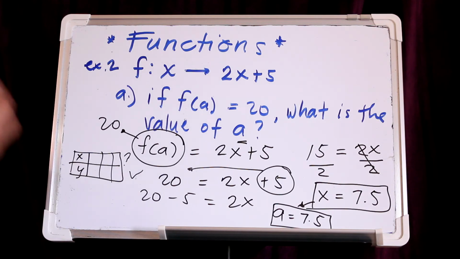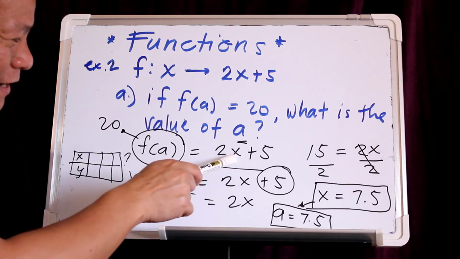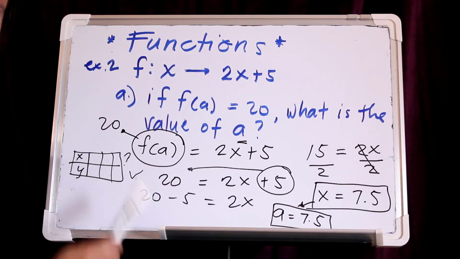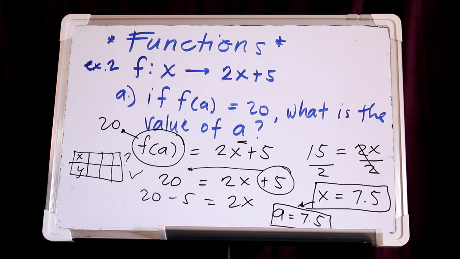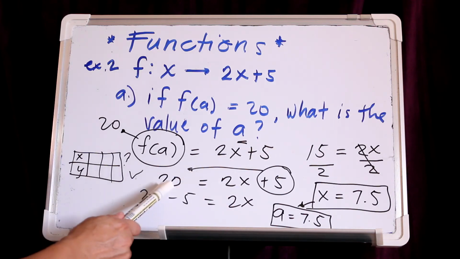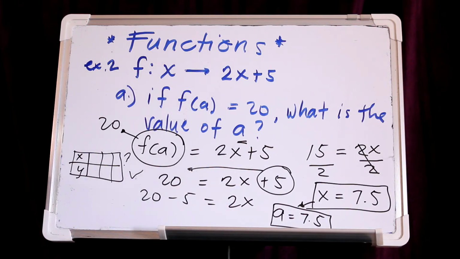Am I clear? So how to check if our answer is correct? So we substitute that there, and then we should find 20. So 7.5 times 2, that means 15. And then you add with 5, you will get 20. Easy, right?